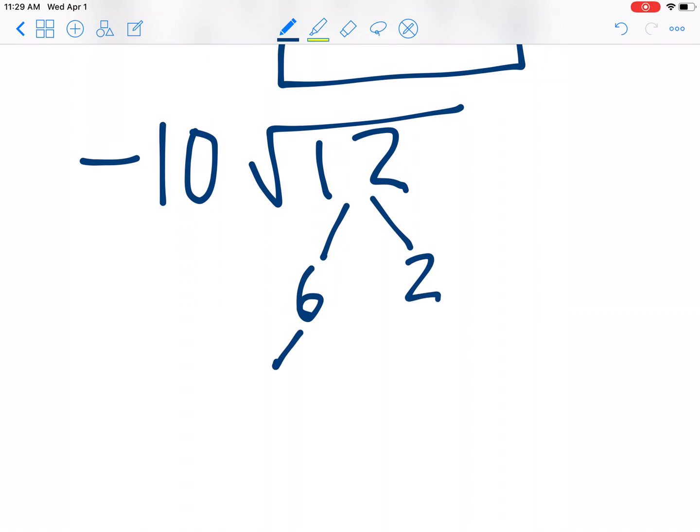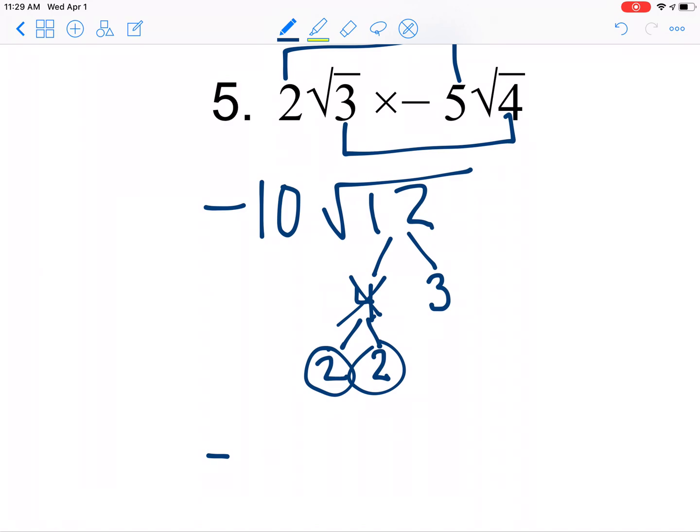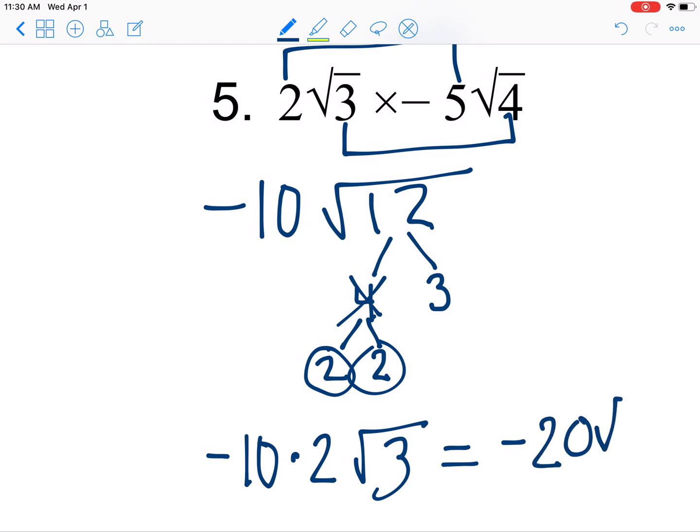Actually, let's go back. We did 6 and 2 last time. I'm going to switch it to 4 and 3 to show that you can still get the same answer. 4 can then be split up into 2 and 2. So here's our pair. So you're left with that negative 10 times the pair of 2 with the root 3. Negative 10 times 2 is negative 20 root 3.